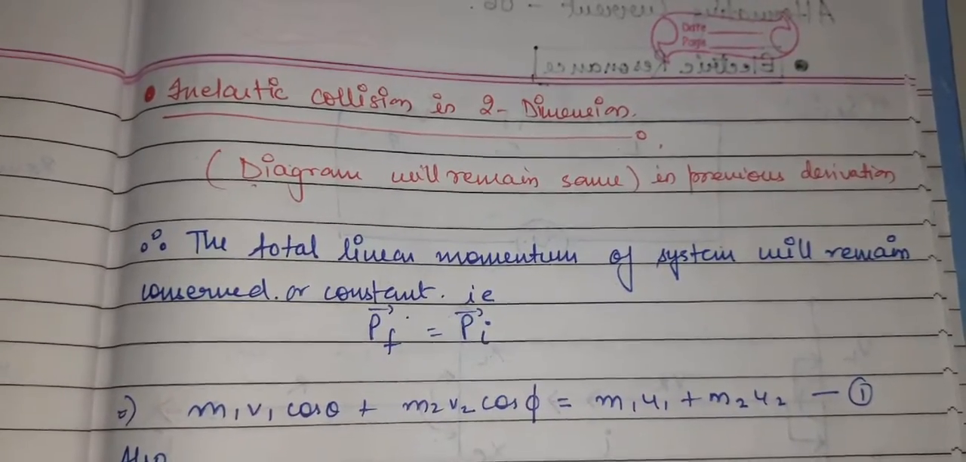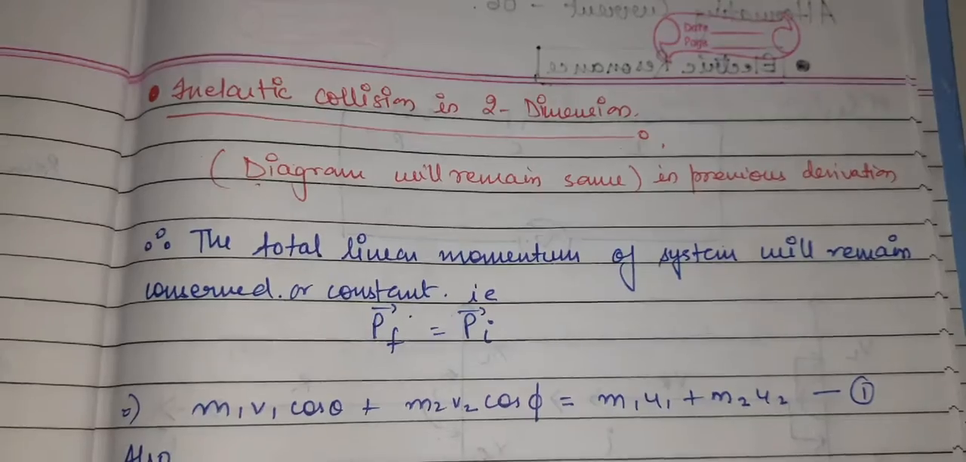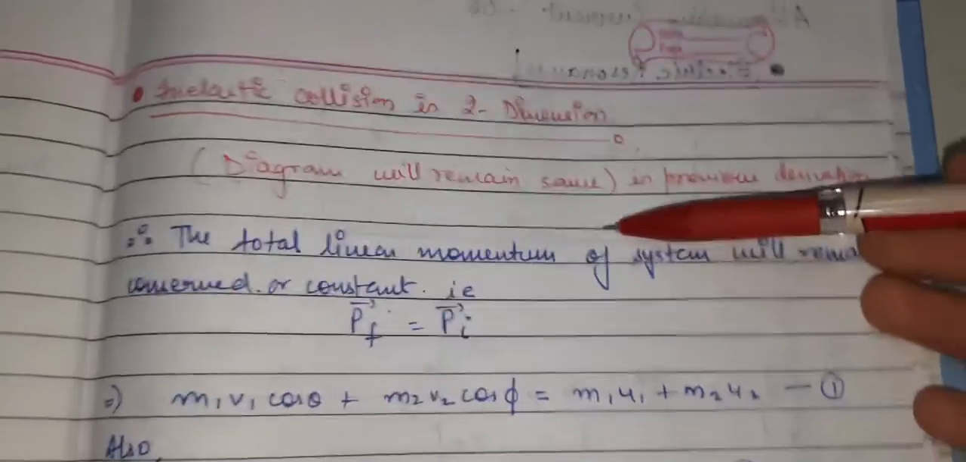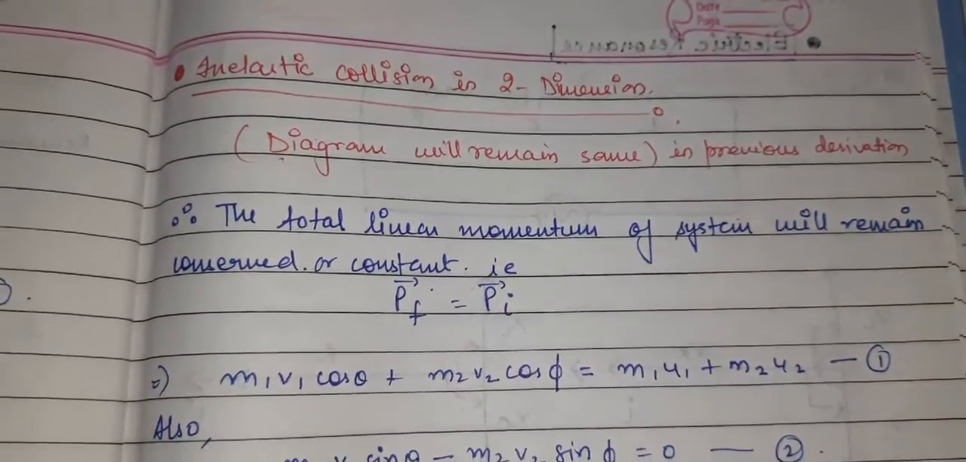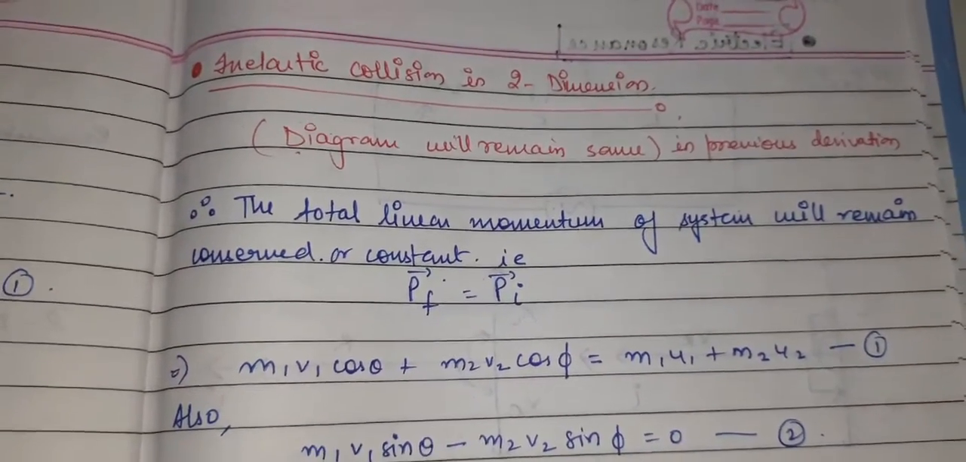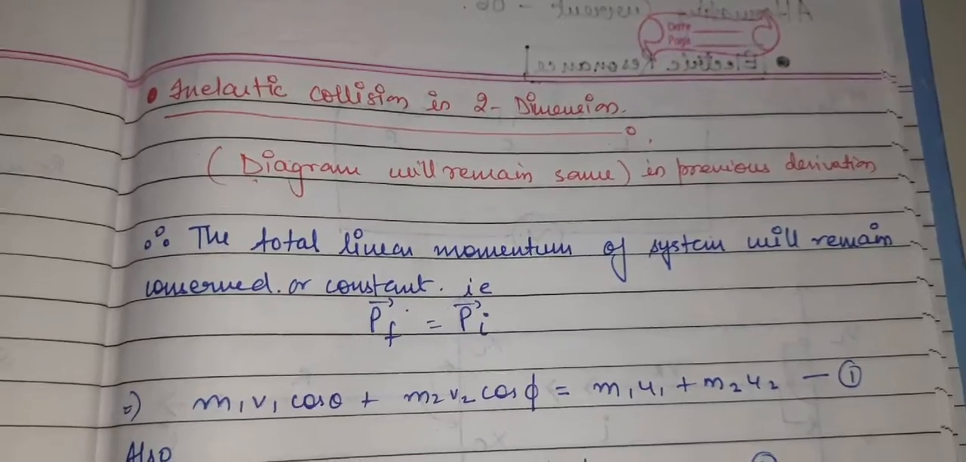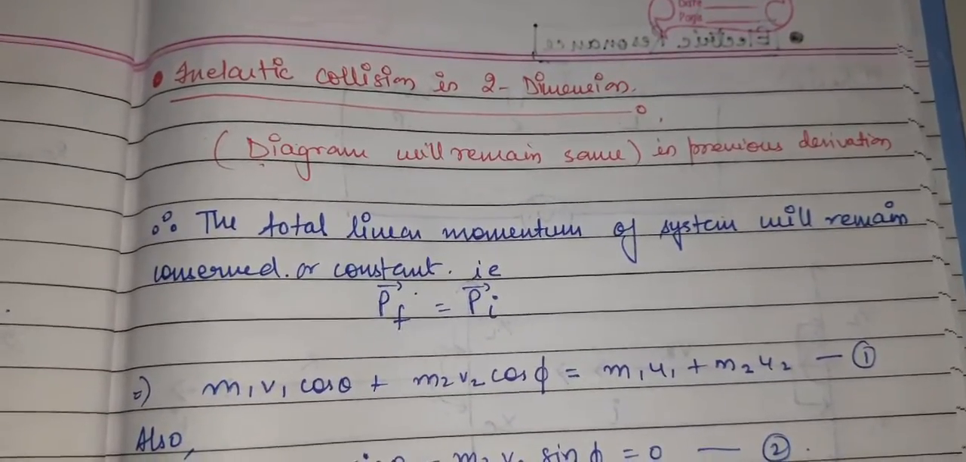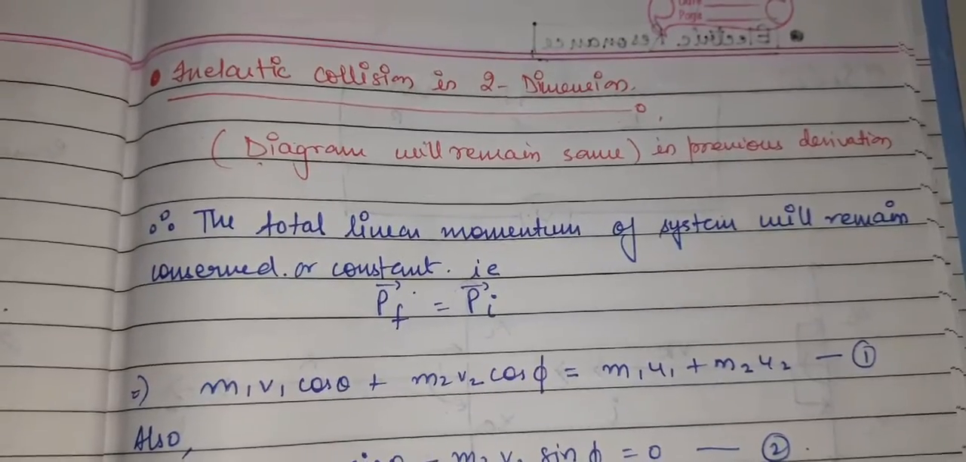So the diagram will remain the same as in the previous video. We have drawn the diagram for the elastic collision, so the diagram will remain the same, and the concept is about inelastic collision. We all know that whenever inelastic collision is happening, one thing is not conserved, that is kinetic energy, but one thing will always be conserved, that is linear momentum.